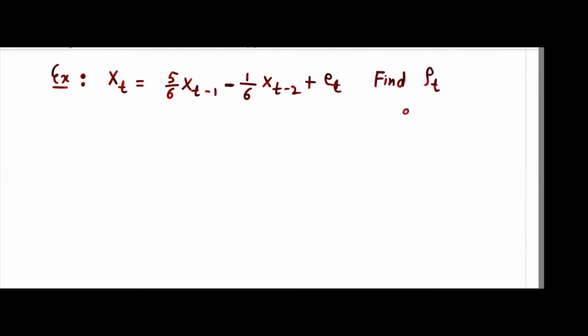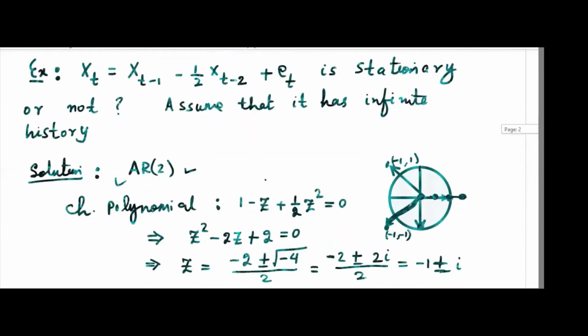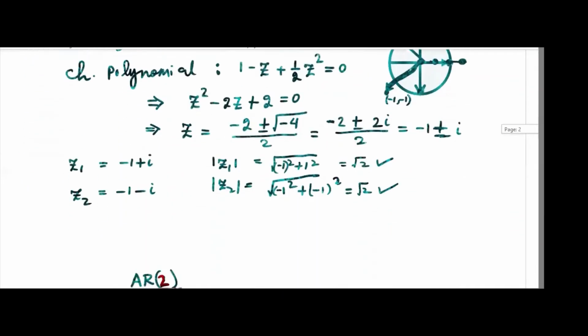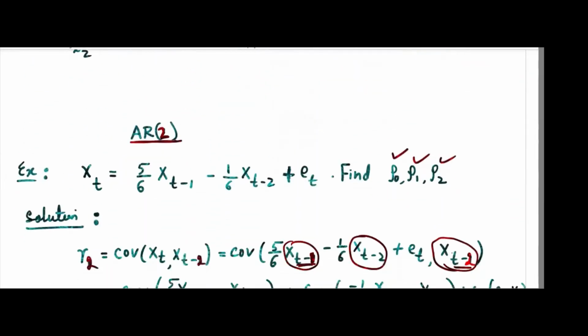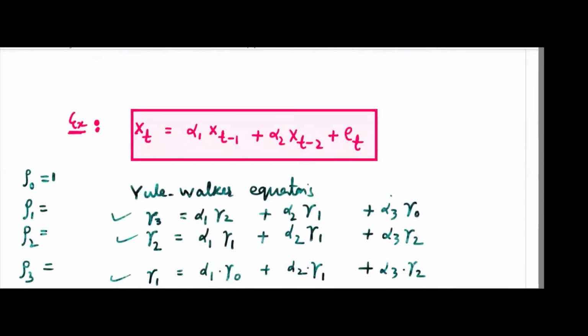You need to find rho 1, rho 2, rho 3 as well. Okay, rho 4, rho 5, rho 6, all. See here, this is the question. In this question we found 0, 1, 2. That's all. The same question. Now we want to find all the rest also.